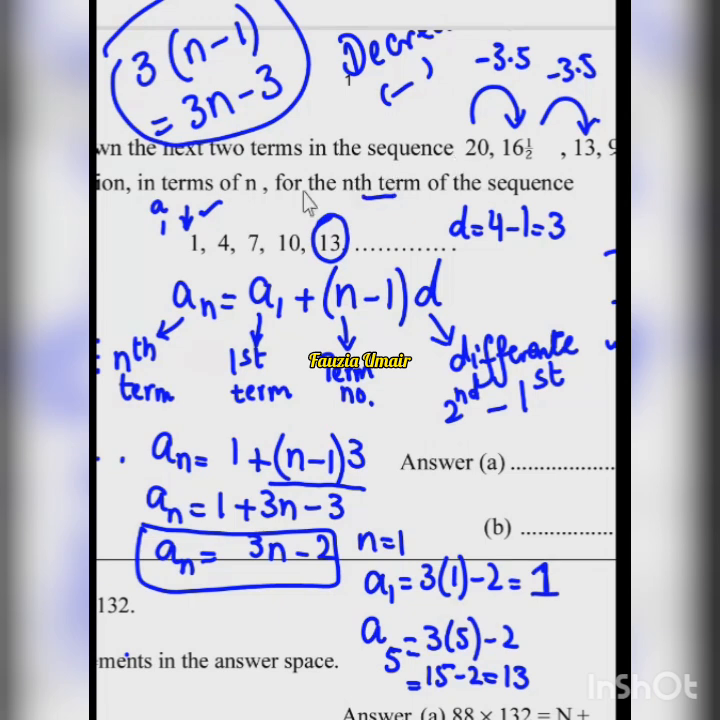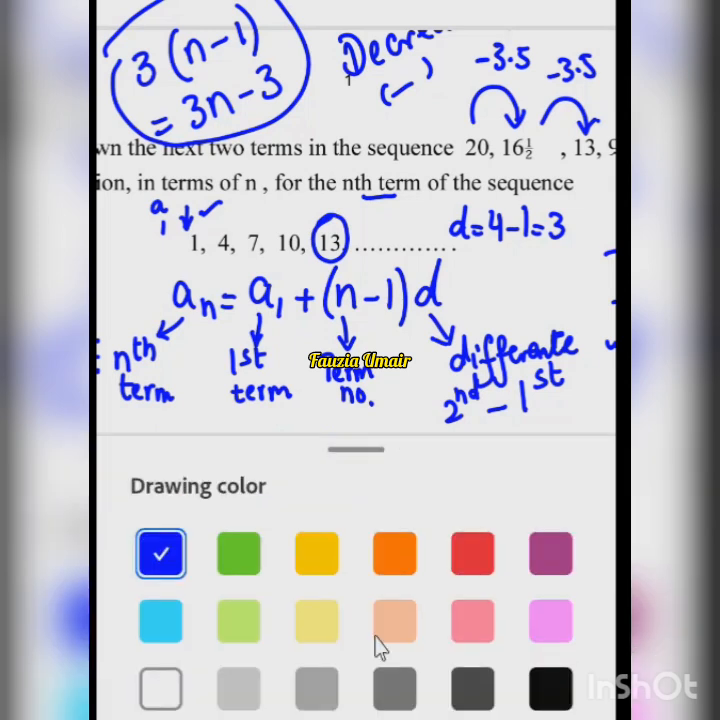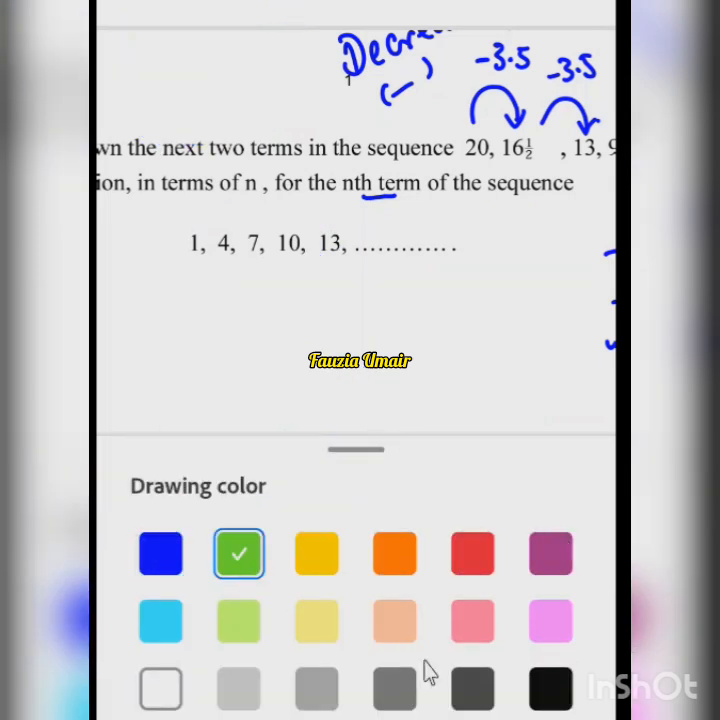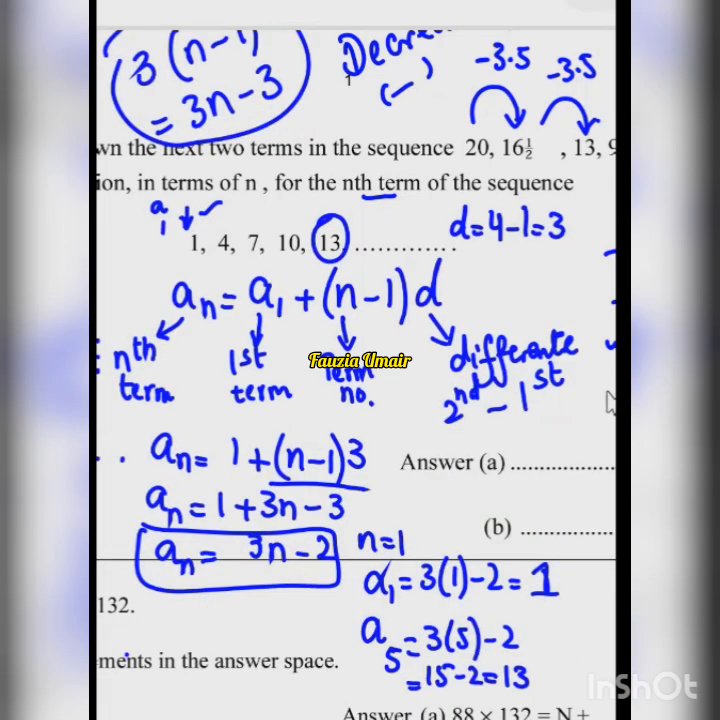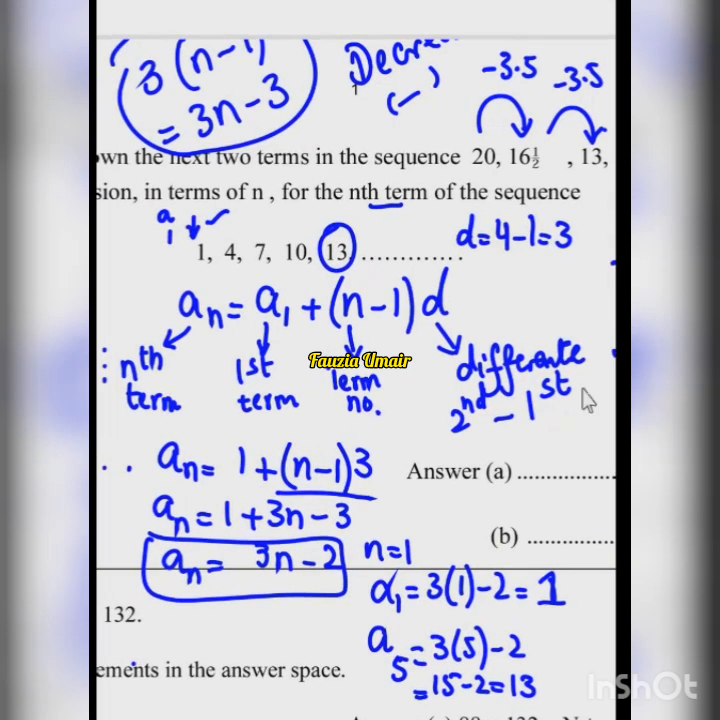Whenever the question is to find the nth term of the sequence, what do you have to do first? You have to use the nth term formula. Let me write it down here so that you remember. This is the nth term formula. It also has another name, it's also called the general term formula.